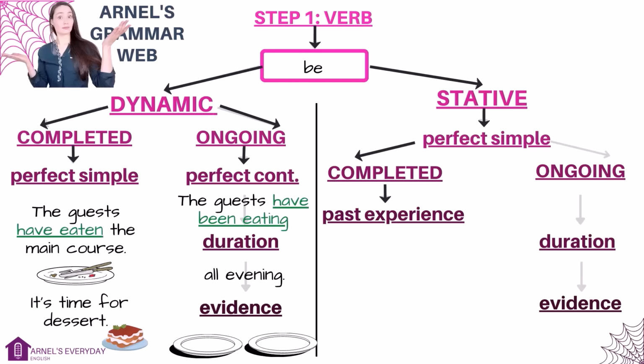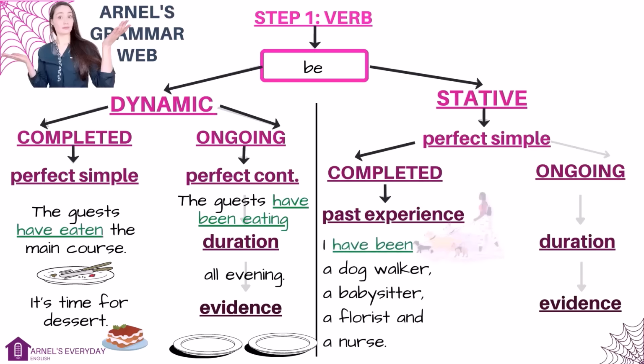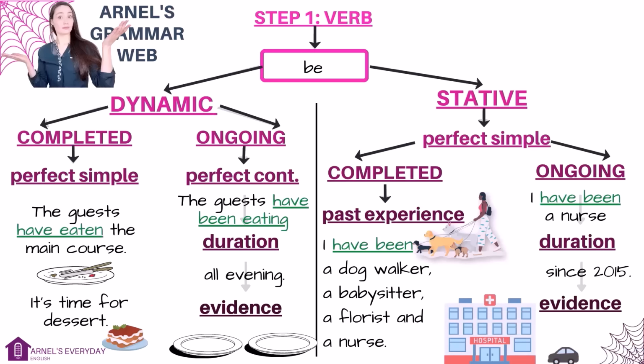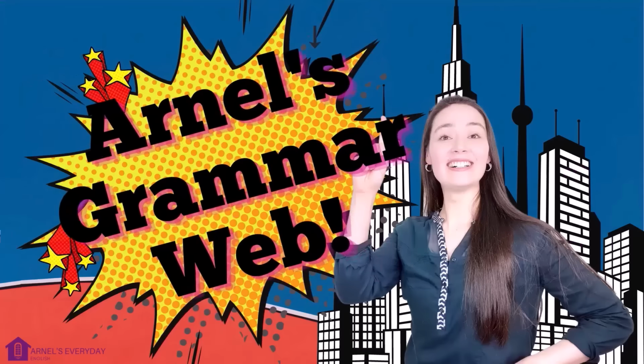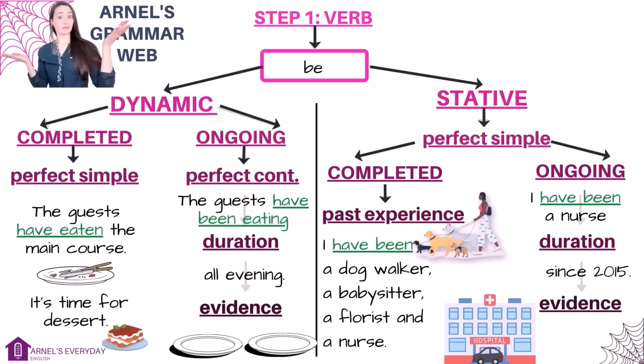I've had many jobs in my life. I have been a dog walker, a babysitter, a florist, and a nurse. Am I any of these things now? No, completed. Now let's choose ongoing. I have been a nurse, duration, since 2015. What is my evidence of this ongoing state? Well, I go to the hospital every day. It's my job. So in this lesson, keep my grammar web, ARNEL'S grammar web, in mind.